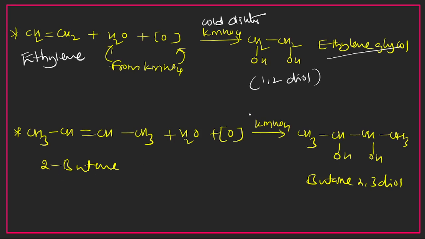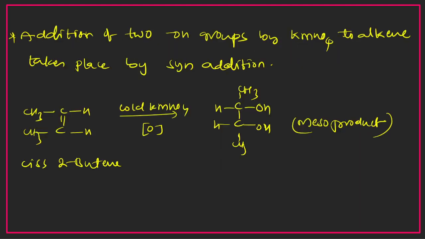Have a look at the second one. 2-butene oxidation with cold dilute KMnO4 solution gives a diol, butane 2,3 diol. So 2-butene oxidation with KMnO4 solution gives butane 2,3 diol.